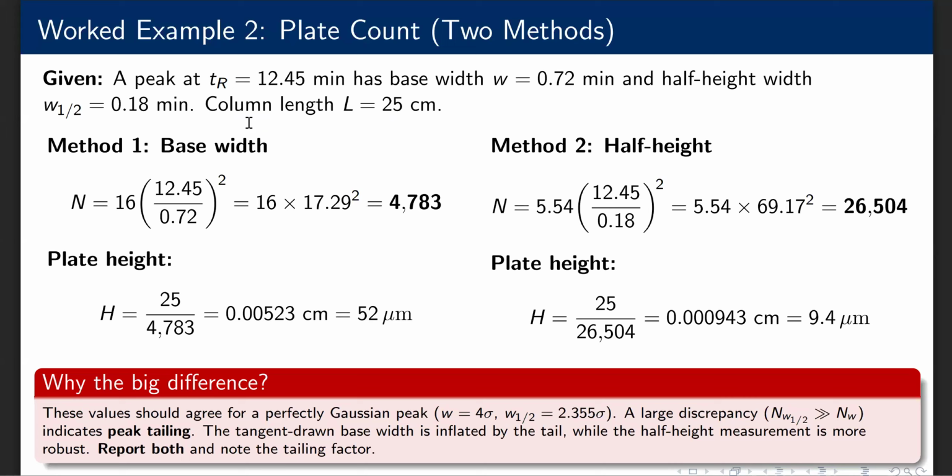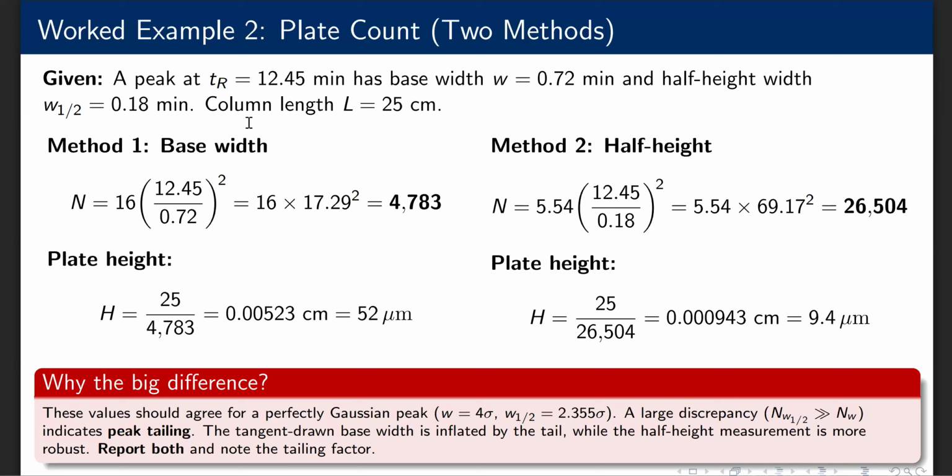For a perfectly Gaussian peak, the base width should be about 1.70 times the half height width. Here, 0.72 divided by 0.18 is 4.0, which is much larger than 1.70, and this tells us the peak is significantly tailing, i.e. the front half is sharp, there's a long, slow tail on the back. The tangent method captures that tail and inflates the base width. The half-height method is relatively robust to this.